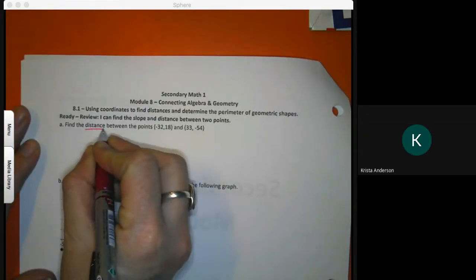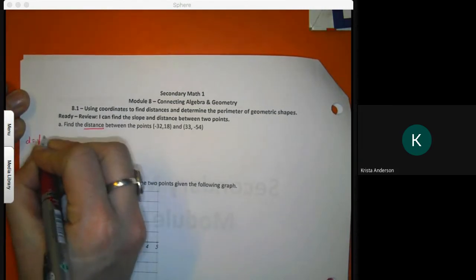First question, distance. If I want to, I could use the distance formula. I'm going to write it out. You may choose to use it if you would like. I don't love it because I forget it. So I'm going to use a different way, but I'll write it down so you have it in case.